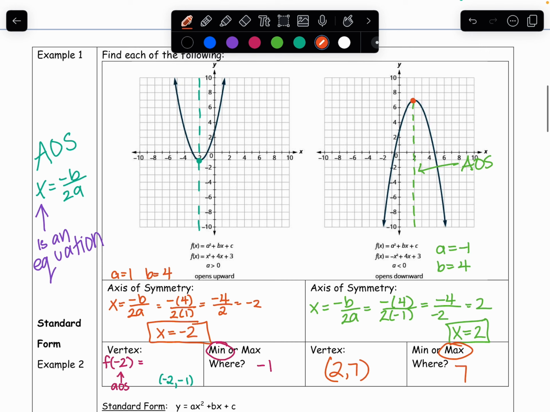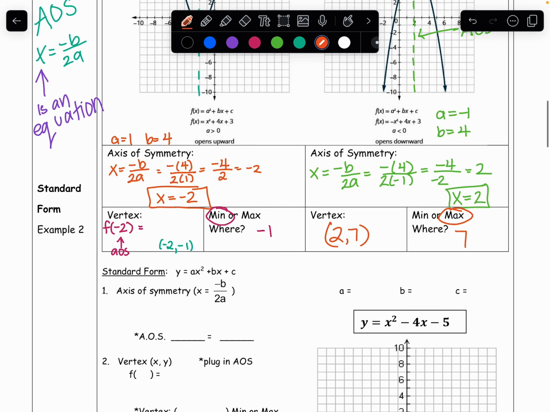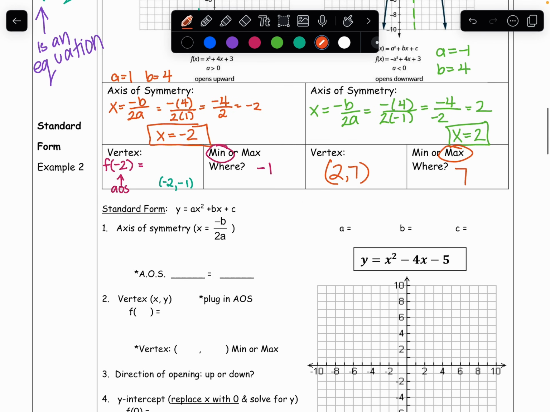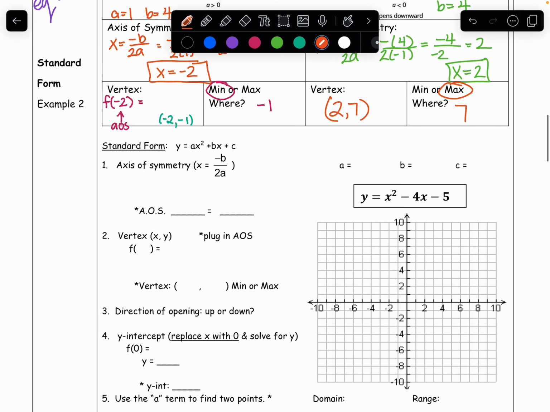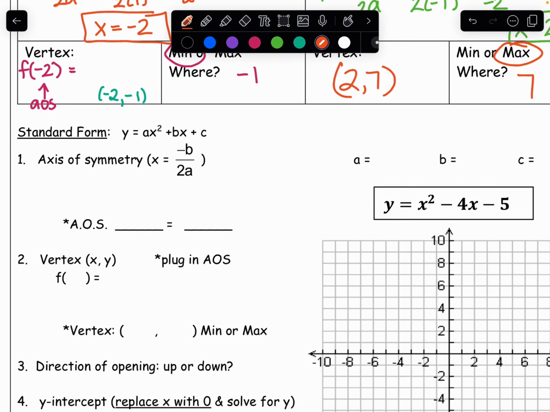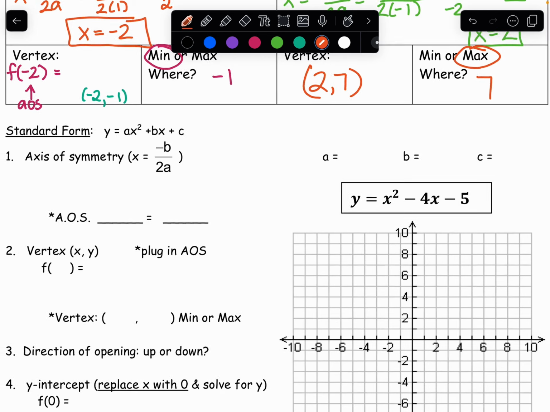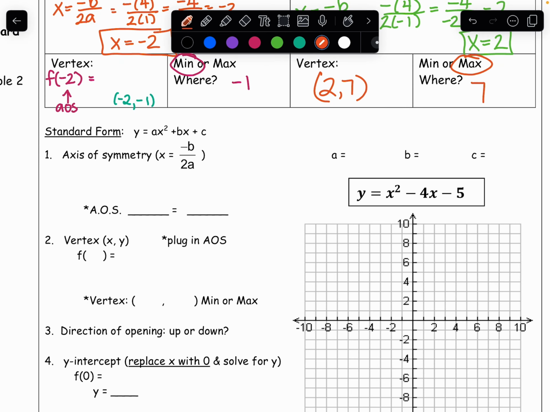Okay, so that is kind of an introduction into what we're going to do next, which is where we're actually going to be graphing standard form. So in standard form, we will be having y equals x squared minus 4x plus 5. So let's start by identifying our a, b, and c values. So a is 1, b is negative 4, and c is negative 5. It's in alphabetical order, which is sometimes nice.